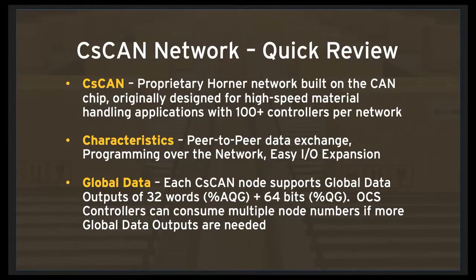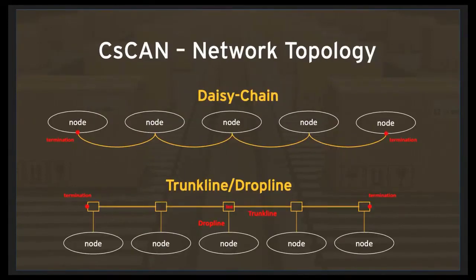Again, CsCAN is a peer-to-peer network built on the CAN chip. Global data is exchanged. Typically, when you're talking OCS to OCS communications, it's really just a simple matter of I/O configuration when you're adding I/O to an OCS controller. Okay, so let's get into today's topic. The first thing I want to cover is the network topology.